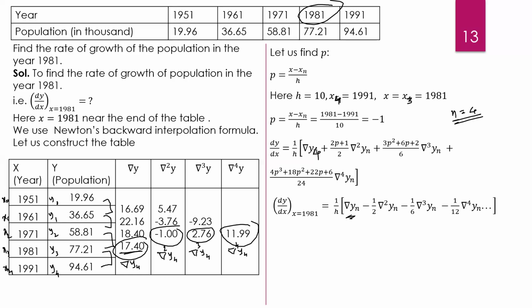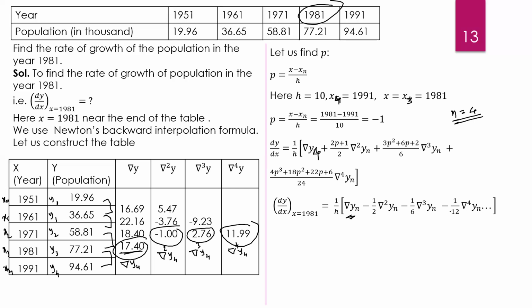Here, -1 squared is 1. 3 plus 2 is 5, and here -1. 5 minus 6 is -1, so -1 by 6. Similarly, here this is the p cube, meaning -1 cubed is -1. That is -4, 22 is -22, so -26. And here 18 plus 6 is 24. That is -2 divided by 24. The simplification is -1 by 12.